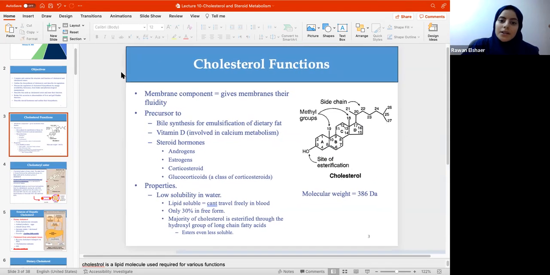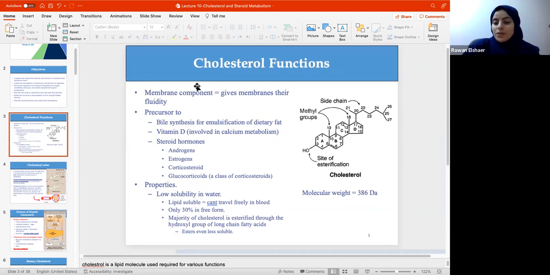So, first of all, it's a membrane component. It's a component of the cell's membranes, and the purpose of it being there is that it allows cells to not be stiff, so they can move better. It provides fluidity to the cells. Second, it's a precursor to many different molecules like bile acids, steroids, and vitamin D. Have you taken GI? So can you tell me what bile is? Just one person, tell me at least what you know about bile.